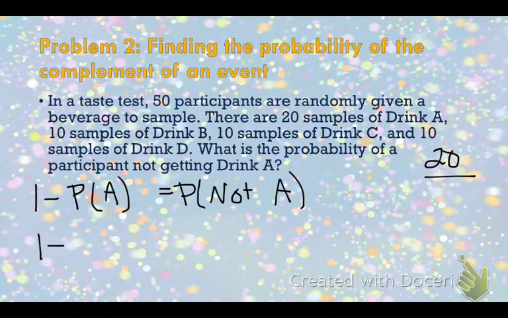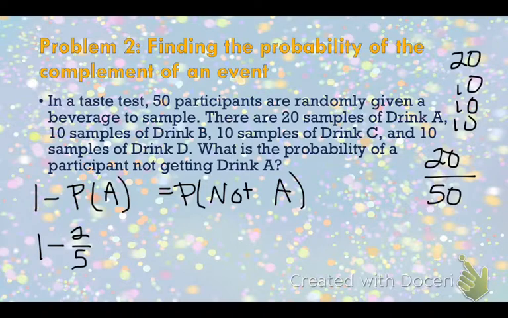So I'm going to do 1 minus the probability of getting drink A. It does say that there are 20 samples of drink A, and then I need to figure out how many total drink possibilities there are. There are 20 for A, 10 for B, 10 for C, and 10 for D. So 20, 30, 40, 50, which is the same as 2/5. So then I need to do 1 minus 2/5 to give me the non-event or the complement probability. 1 is the same as 5/5, so when I subtract that, I get 3/5. So the probability of not getting drink A is 3/5.